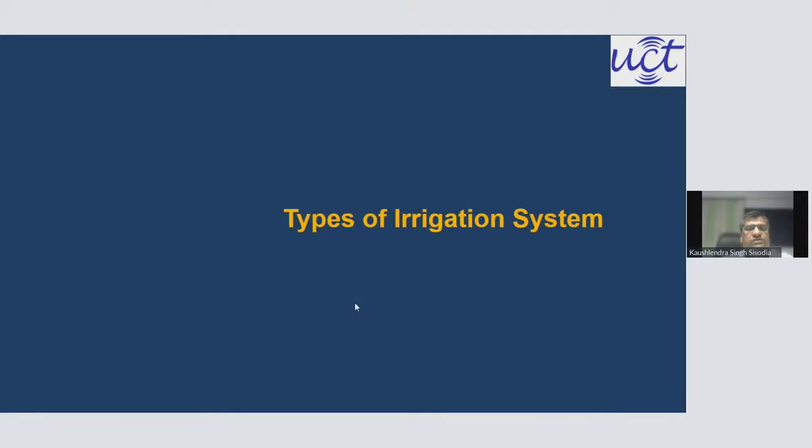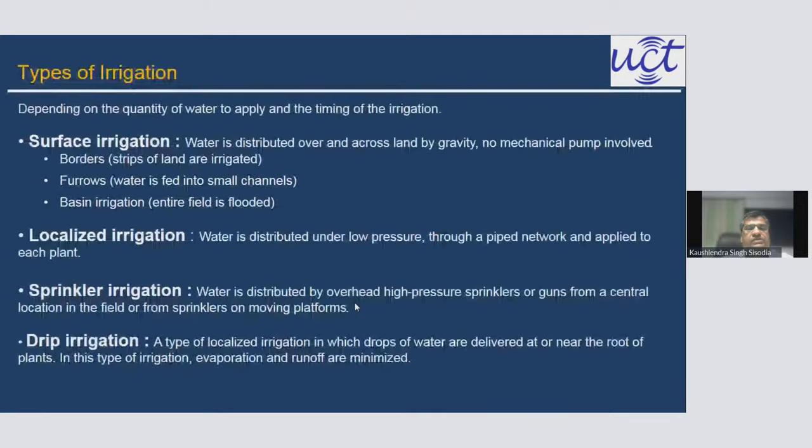Let us quickly look into the types of irrigation systems. If we talk about the current irrigation systems, there are surface irrigation, localized irrigation, sprinkler irrigation, and drip irrigation. These are the different irrigation methods being used in today's world. I will not go deep into detail because I assume that people are aware of the different irrigation methods.